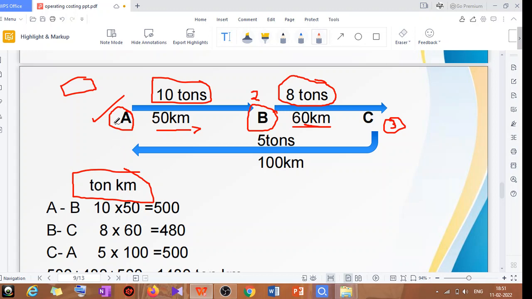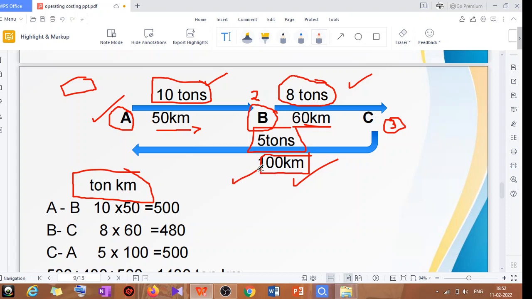So think that from C to A, it went another way. Total goods carried is 5 tons. The distance between C and A, think 100 kilometers. Usually it will be the same, right? But think that it went another way, so the distance traveled is 100 kilometers. This is just an example, students. I'll repeat once again. From A to B, the distance is 50 kilometers. B to C, 60 kilometers. From C to A, 100 kilometers. Got it? Goods carried: A to B, 10 tons; B to C, 8 tons; and C to A, 5 tons.